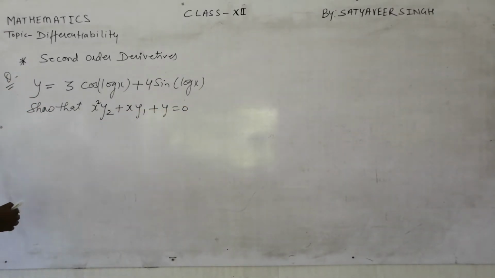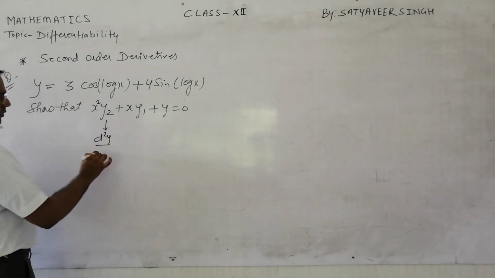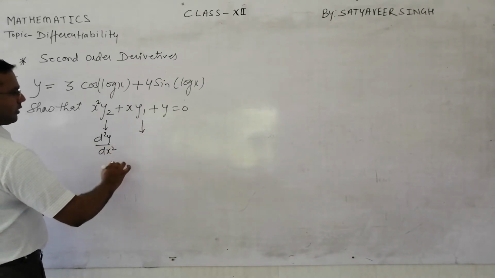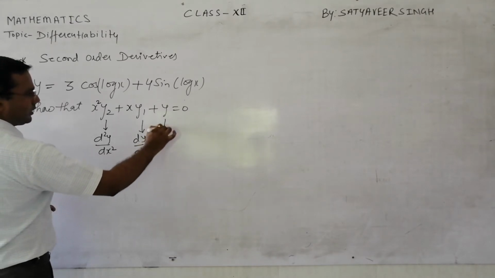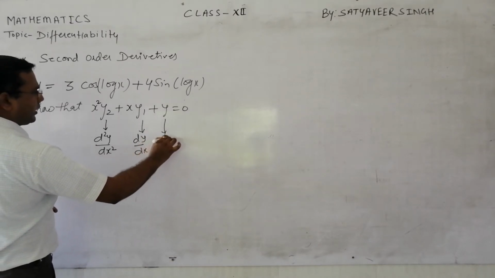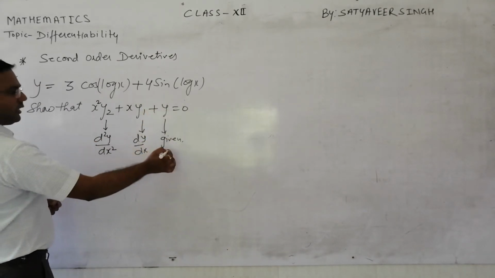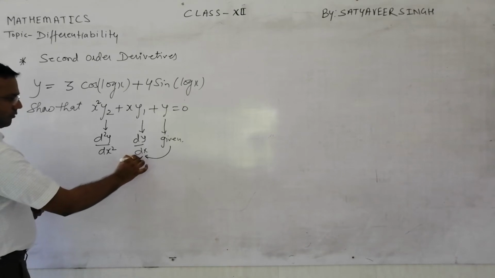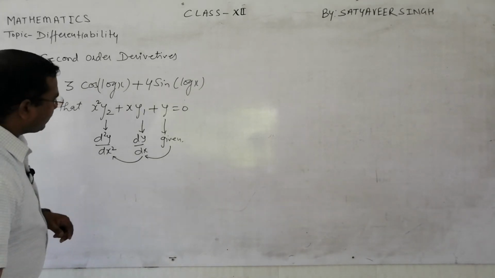See student, here y2 is coming, it means you need to find d2y by dx square. Here y1 is coming, which means we will have to find dy by dx. y is already given, so we can start our question from y only. First of all we will find dy by dx, and from dy by dx we will find d2y upon dx square. So let us see how we can find this.